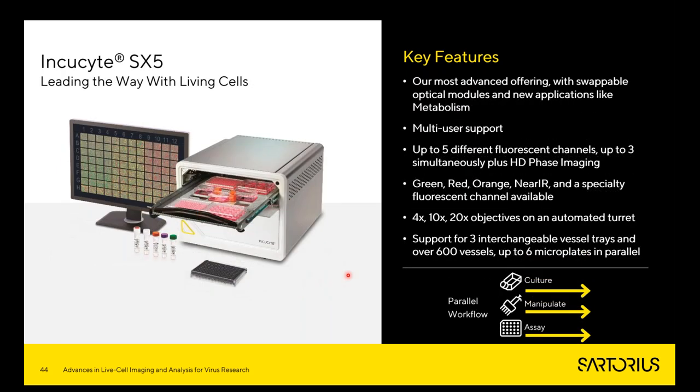Then the Incucyte SX5 is our latest release, and it has the same throughput as the S3. We've got six plates here, but it offers more complexity as we can use more fluorescent channels. This system can support up to five different fluorescent channels, up to three simultaneously. So this is our most advanced offering, with user-swappable optical modules to use different fluorescent channels.